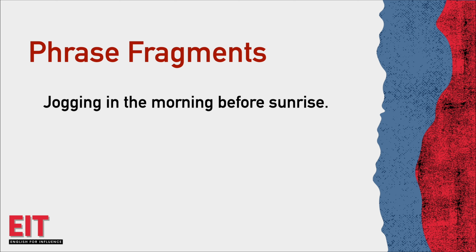No. It does look like a verb, but it's not because it doesn't have a be verb. Verbs in -ing must have a be verb before them. Jogging is a gerund. And jogging in the morning before sunrise is a gerund phrase.